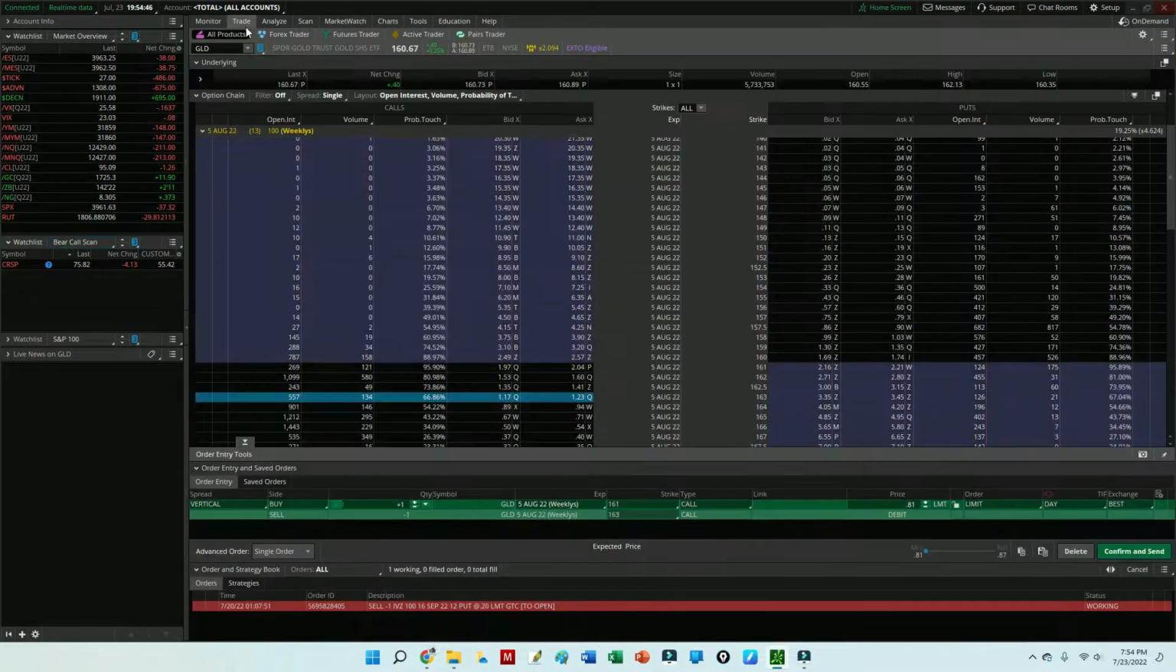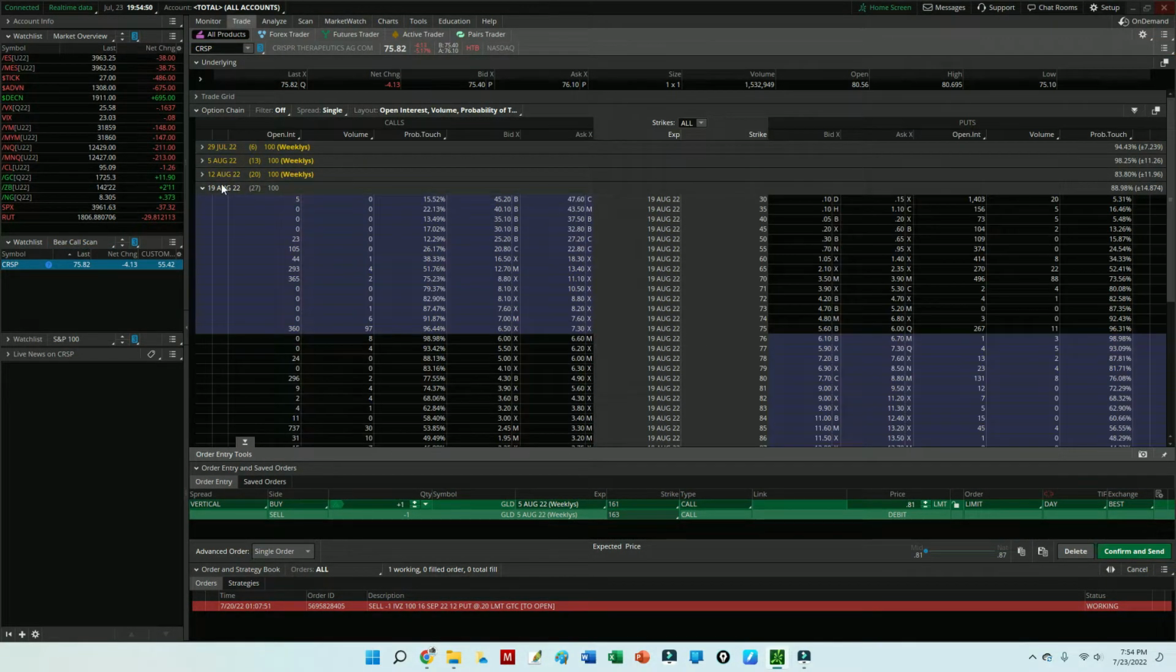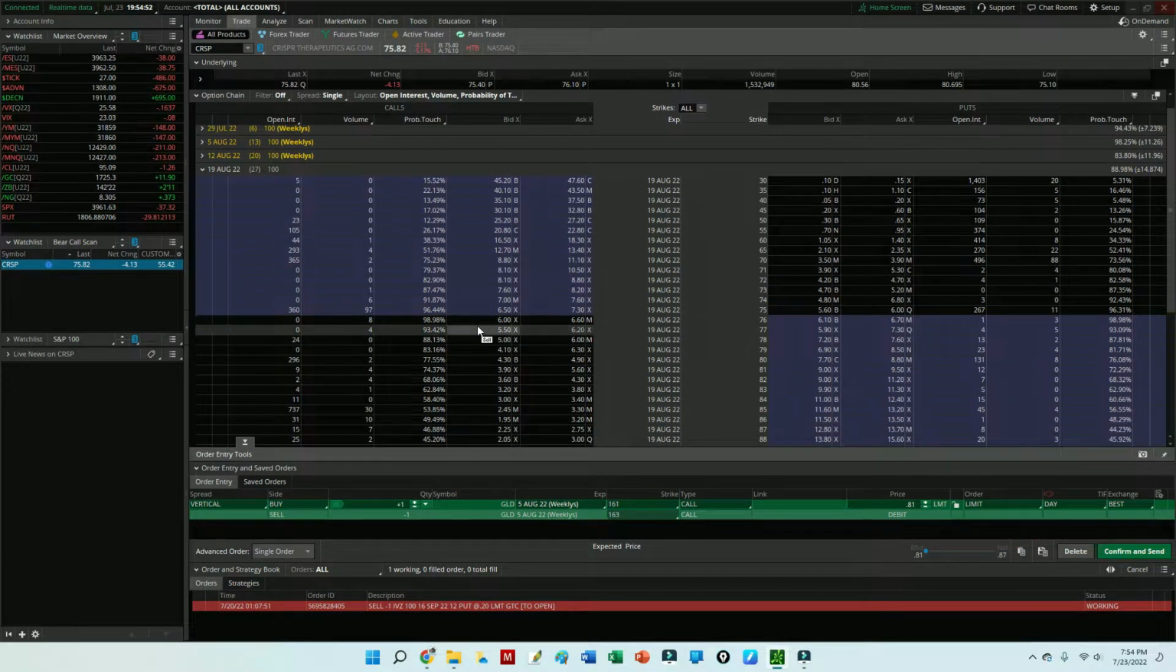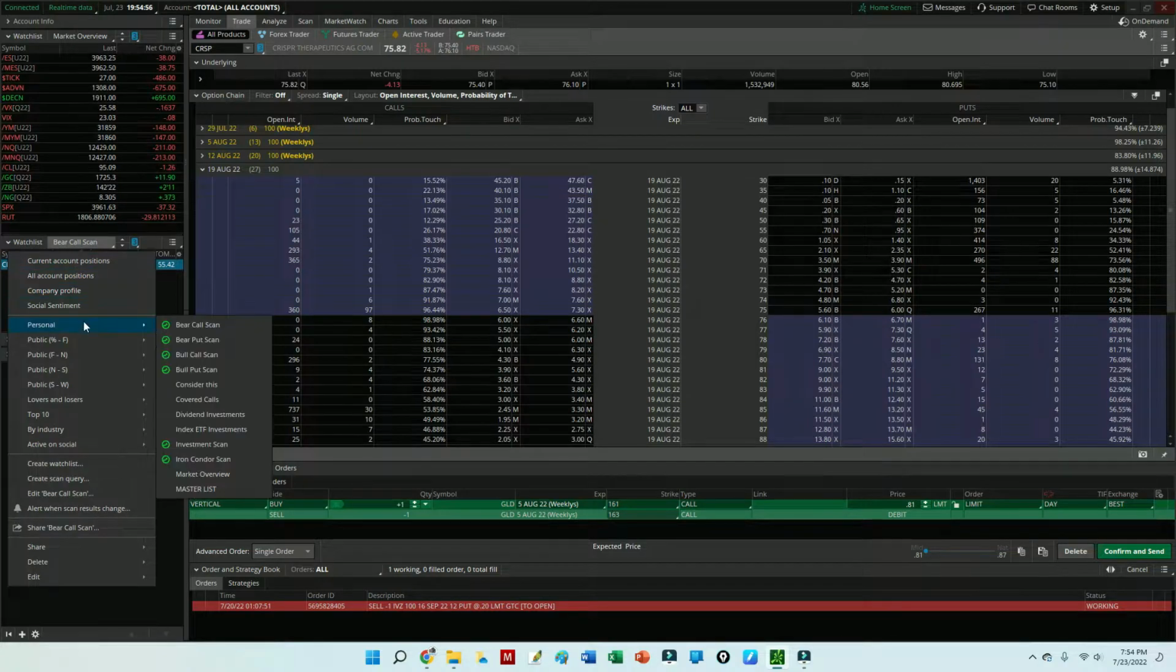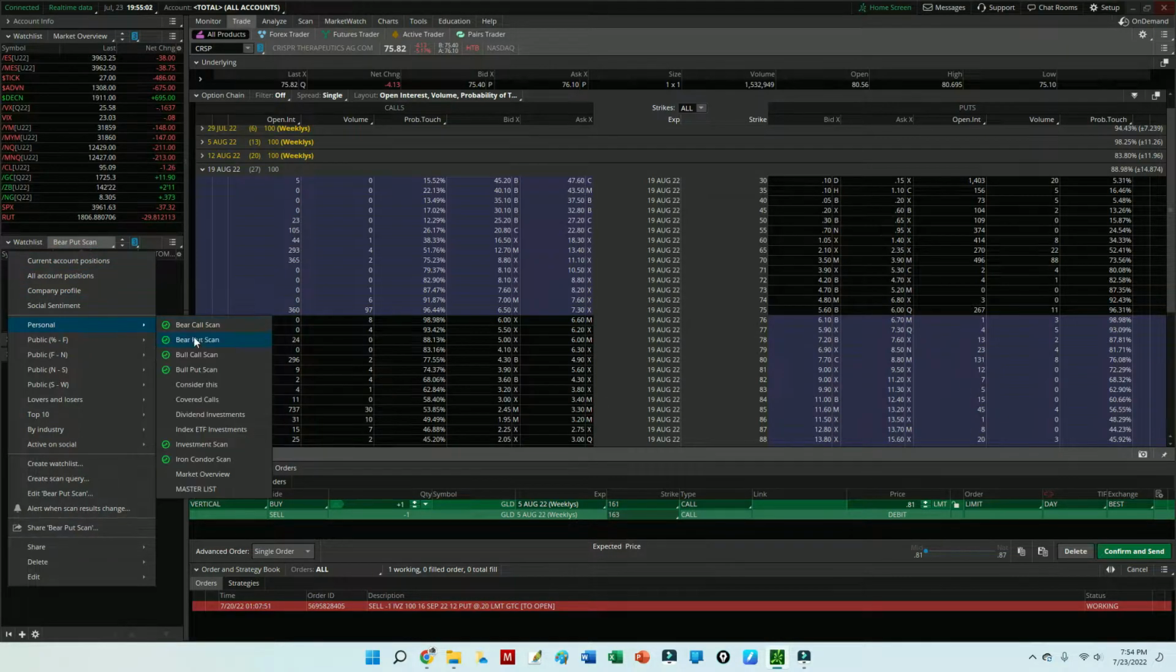So a bear call scan, I took a look at this one. I usually go about 30 days out, and the first thing that stood out to me was the open interest and volume was just too low, so I didn't like it. Went to the bear put scan, but didn't find anything. You can see there's nothing in the watch list, so I continued on.